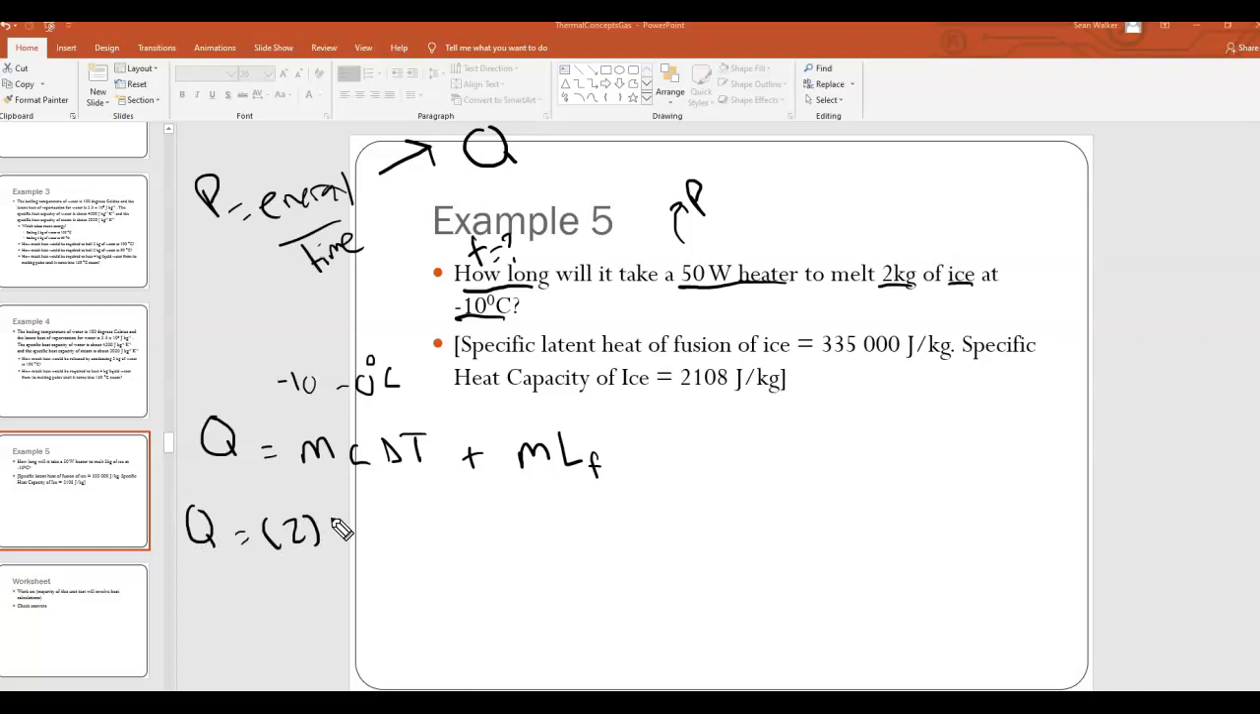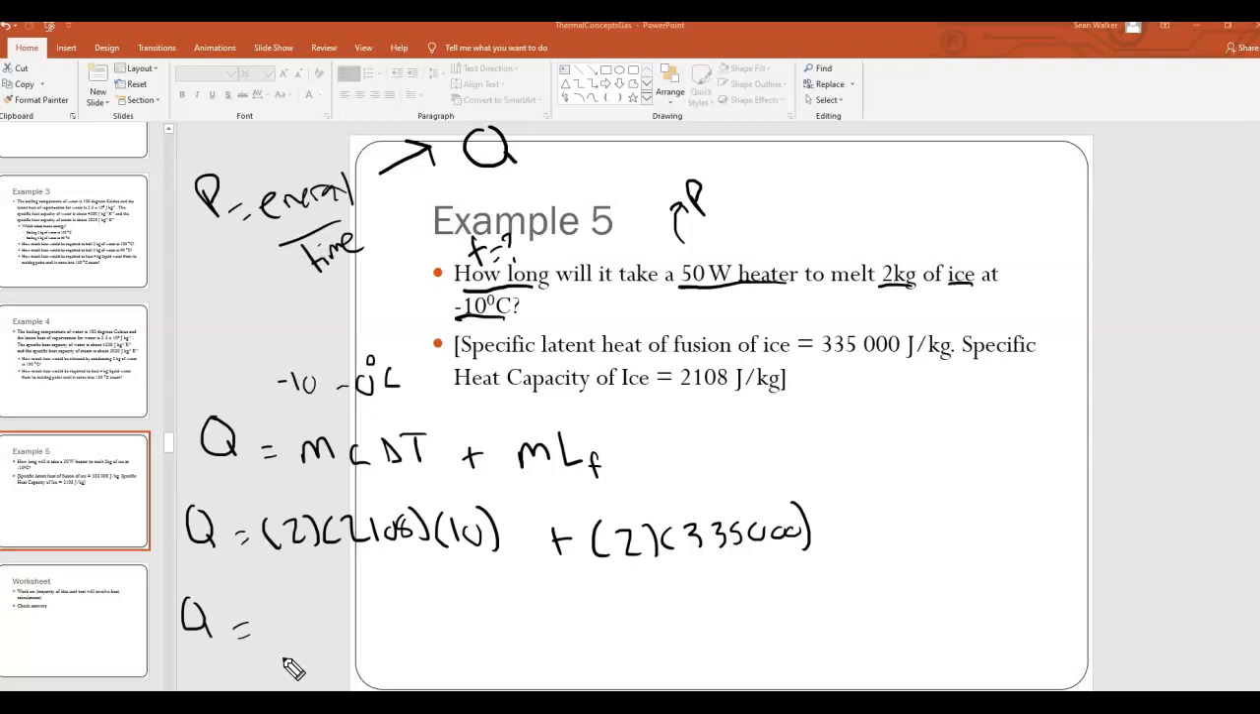We're given the mass, we're given the specific heat capacity. Notice we have to use the specific heat capacity of ice, because while this temperature change is happening right here, from negative 10 degrees Celsius to 0 degrees Celsius, it's ice and not water. Delta T is just going to be 10 degrees, because it's going from negative 10 to 0. And then we have the mass times the latent heat of fusion. Again, notice it's the latent heat of fusion and not vaporization, because we're dealing with the melting point and not the point of vaporization.